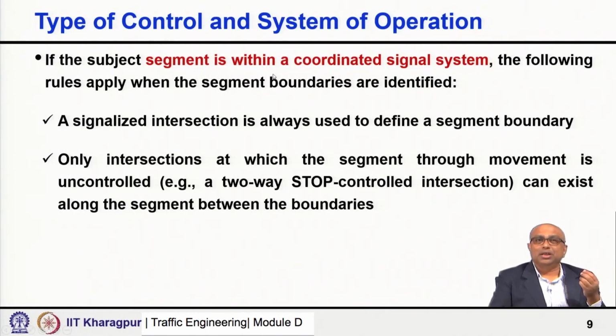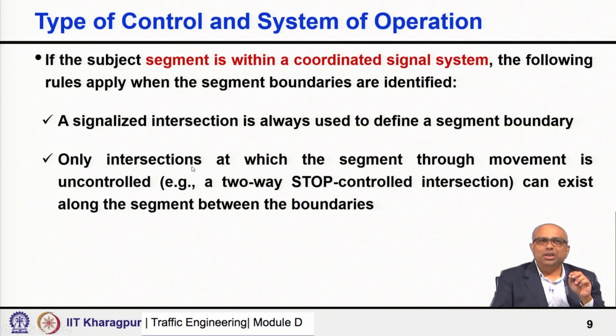If the subject segment is within a coordinated signal system, then the following rules apply when the segment boundaries are identified. How do we identify the segment boundary? If we are taking a segment within a coordinated signal system, then these rules may be applied. First, a signalized intersection is always used to define a segment boundary.